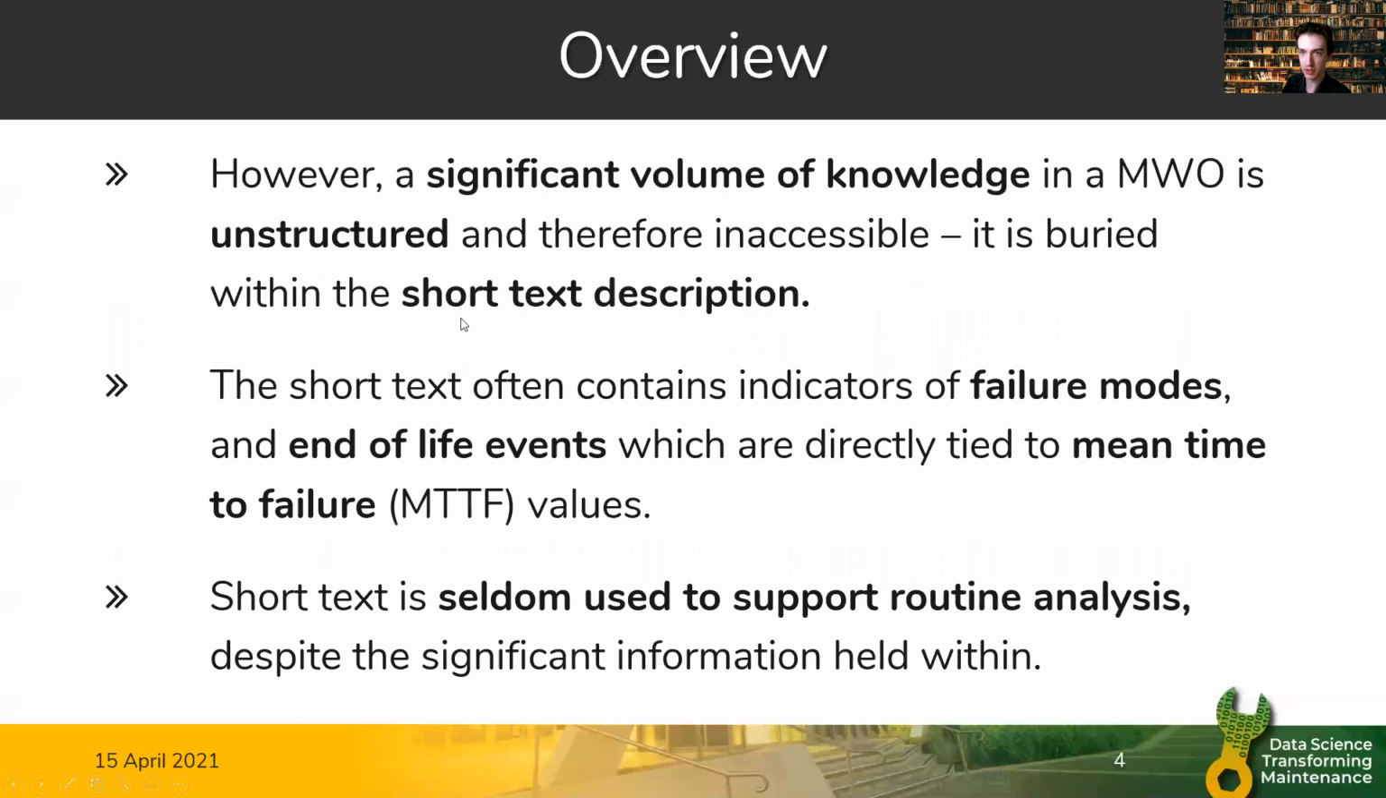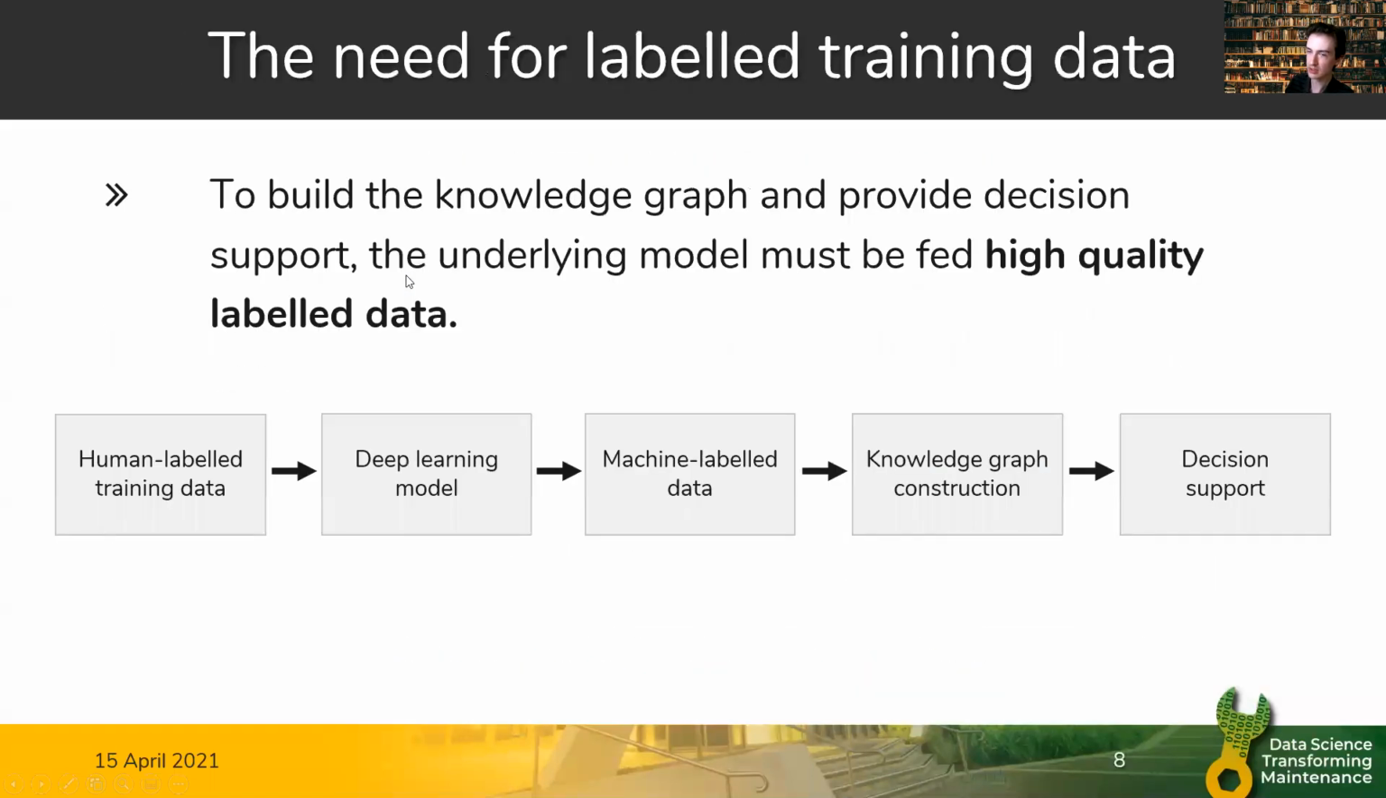So now that I've talked about the graph and have demonstrated the graph, I'd like to talk a little bit about how we build it. So really, as I mentioned before, the graph is automatically created using machine learning. But in order to do that, we rely on high quality labeled data. So essentially the pipeline is as follows. We start with creating some labeled data ourselves. We input that into a deep learning model, which then produces machine labeled data, which then goes through a knowledge graph construction stage in order to build the graph using that machine labeled data. And finally, that provides the decision support.